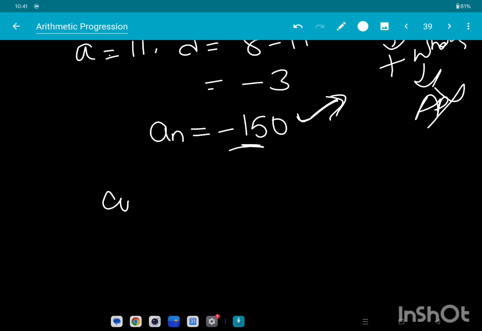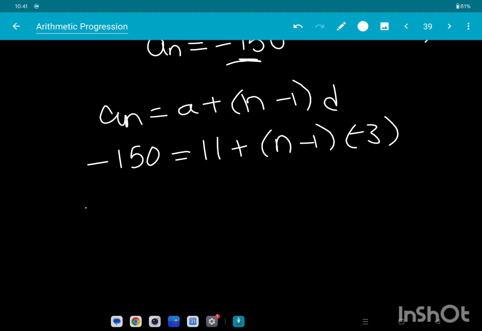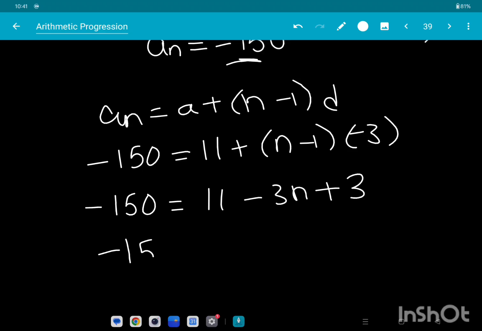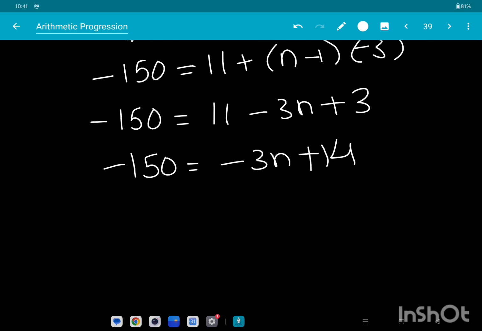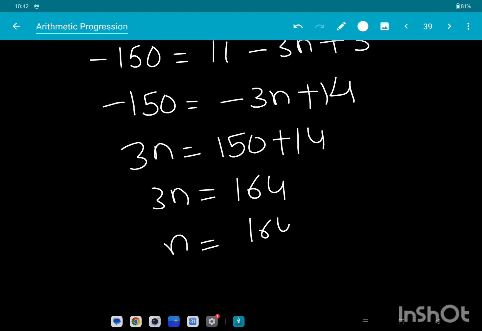So we will check. An is equal to A plus n minus 1 into D. What is the an value here? Minus 50 is equal to A value is 11 plus n minus 1 into what is the D value? Minus 3. So minus 50 is equal to 11 minus 3n, minus into minus plus 3 ones are 3. Minus 50 is equal to minus 3n plus 14. If I solve this, I will get 3n is equal to 50 plus 14. So 3n is equal to 64. Right. N is equal to 64 divided by 3.